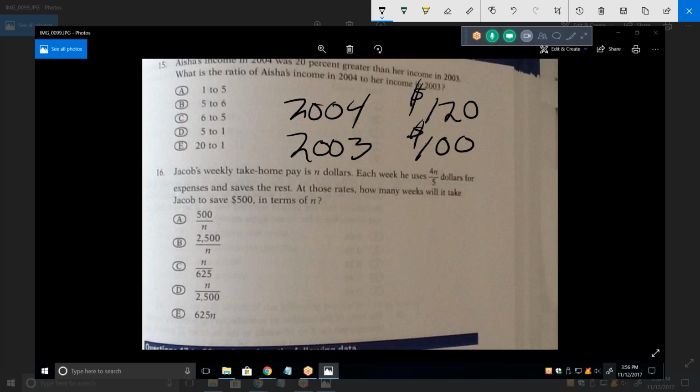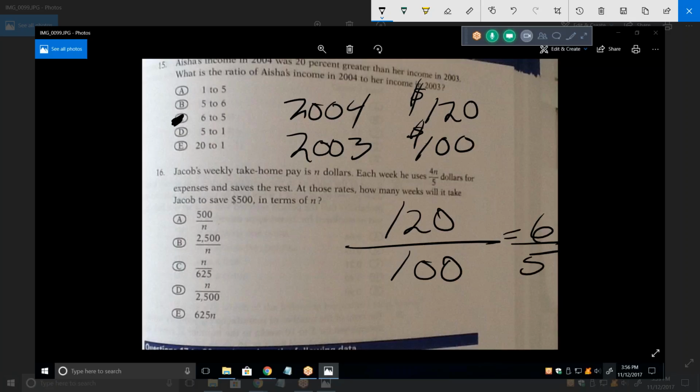What is the ratio of her income in 2004 to her income in 2003? That is 6/5. Because simplifying it by 20. Got it. And then just cut it in half, top and bottom. Right. Okay.